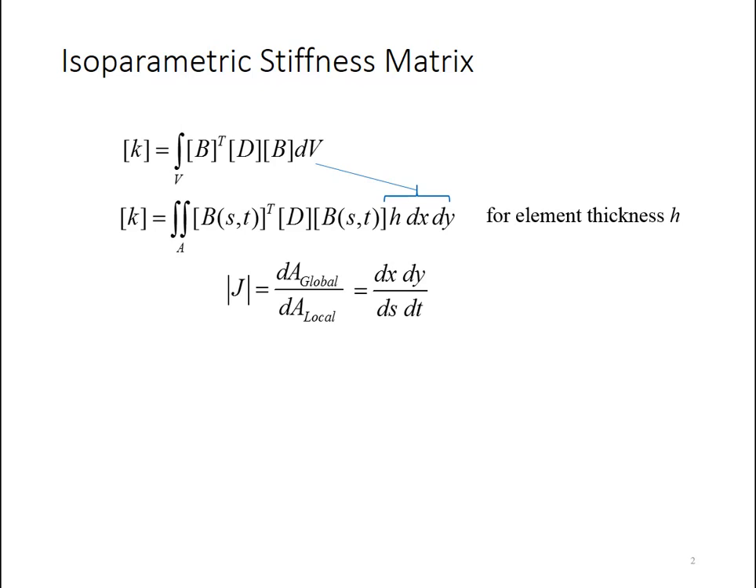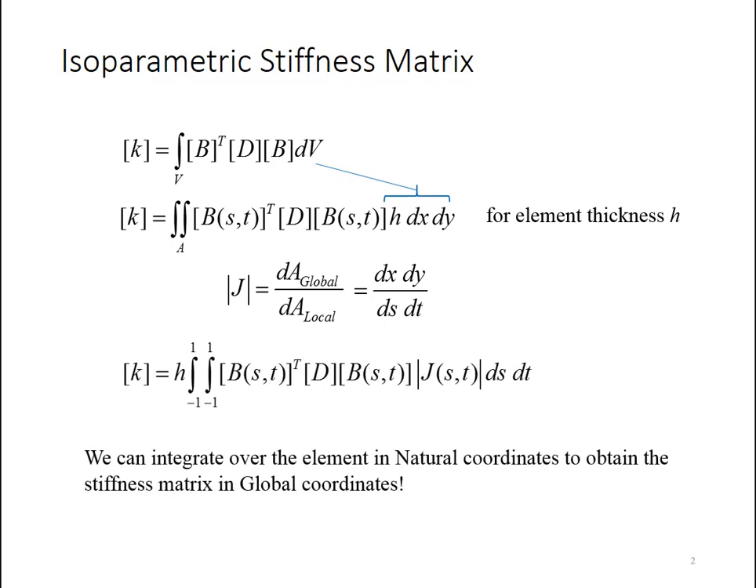infinitesimal areas, that just means that the determinant of the Jacobian is equal to dx dy divided by ds dt, or in other words, we can substitute dx dy for Jacobian times ds dt. So that's what we do here. That gives us an equation for the stiffness matrix, which is going to be the stiffness matrix in the global system directly, but we get to integrate over the local coordinate system, the natural coordinates of S and T.